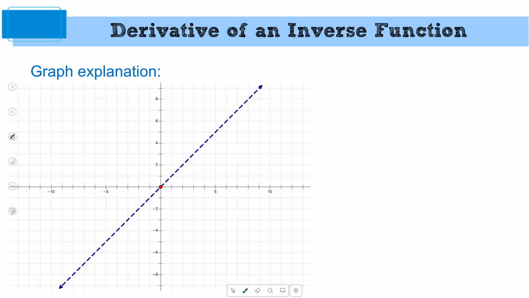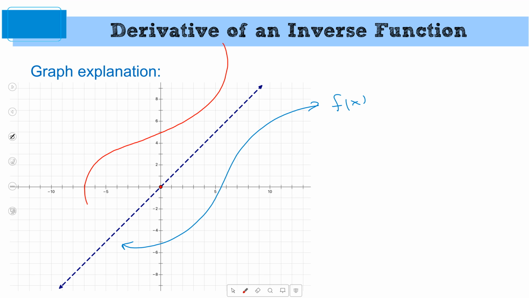So let's suppose I have a function that looks something like that. We'll call that f of x. Put arrowheads on it. Life is grand. And then I have an inverse function. We know already that that inverse function will be the reflection of that blue function over the line y equals x. And so we will get something that looks like this. Well, kind of like that. All right, we're going to go with it.